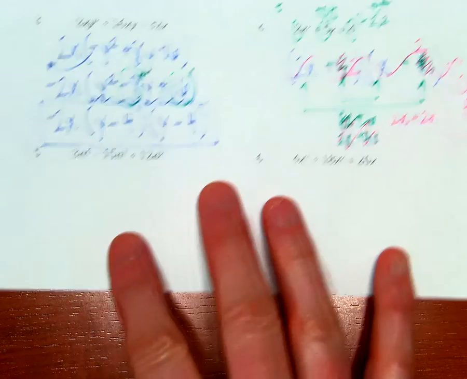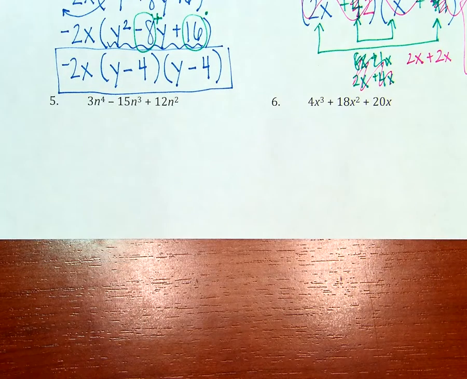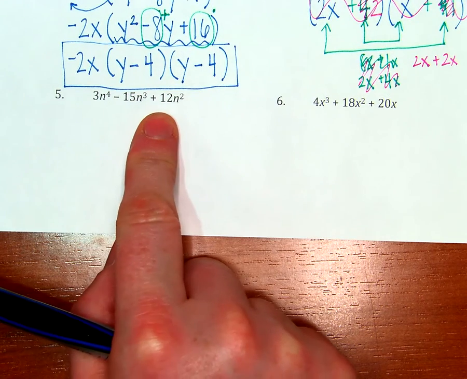All right, hop down to number 5 for me. And with number 5, we've got 3n to the 4th minus 15n cubed plus 12n squared.